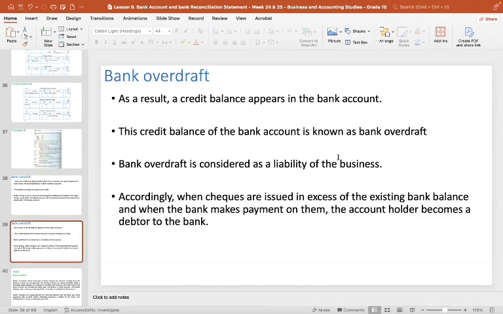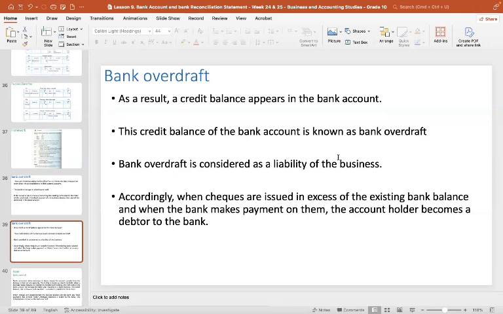Bank overdraft එක, what is it? It is a liability. Now, usually the bank account is considered as an asset account, but because of this overdraft facility, the bank account can become a liability if the credit side is more than the debit side. If there is a credit balance, එතකොට අපි කියනවා liability එකක් තියෙන්නේ, overdraft balance එකක් තියෙන්නේ කියලා.